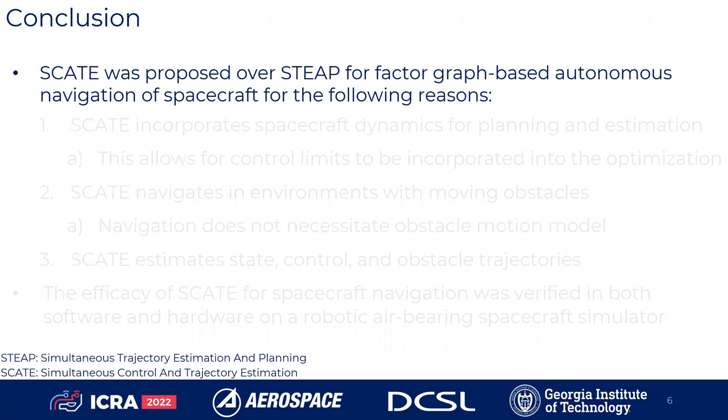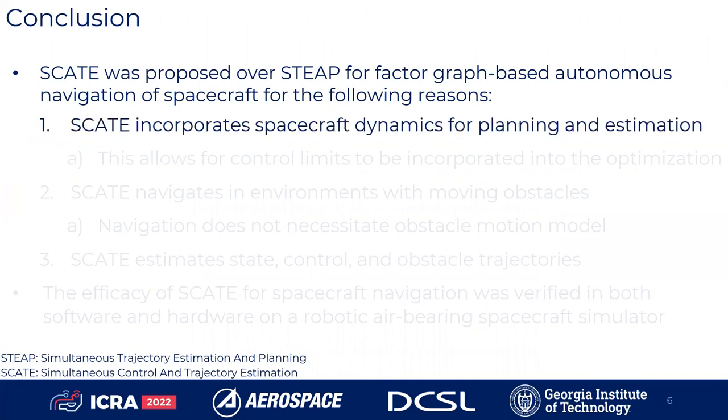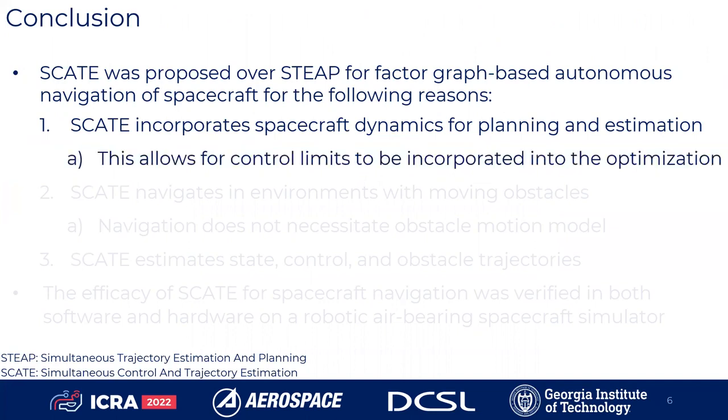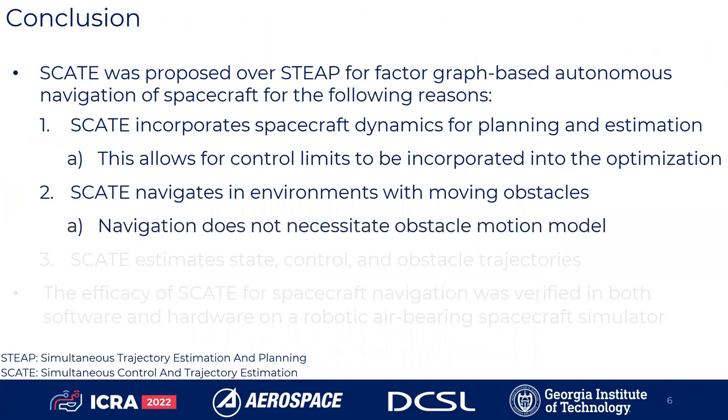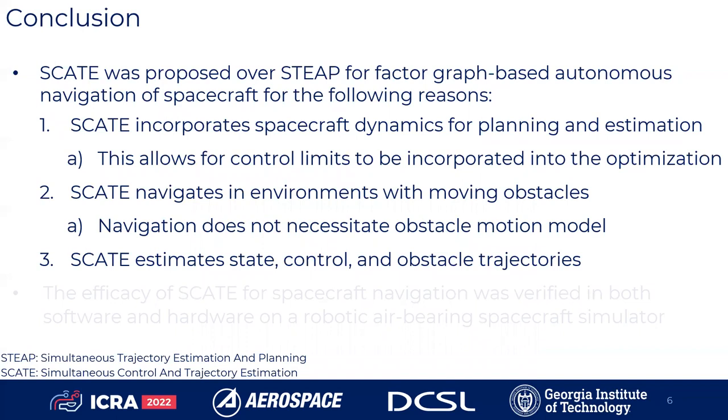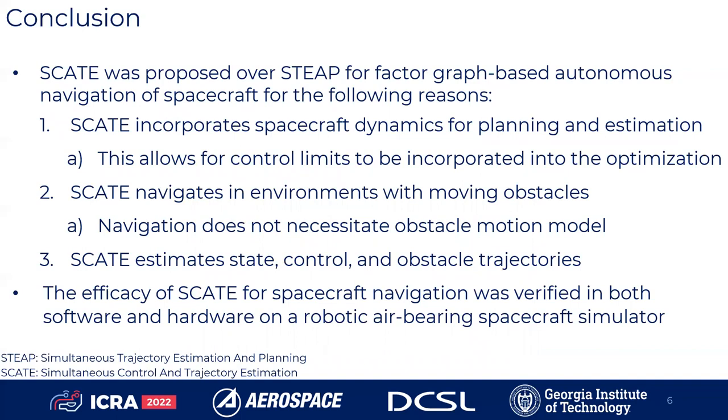In conclusion, SCATE was proposed over STEAP factor graph-based autonomous navigation of spacecraft for the following reasons. It incorporates spacecraft dynamics for planning and estimation, such that control limits can be incorporated into the optimization. It additionally navigates in environments with moving obstacles, and it does not necessitate obstacle motion models to do so. SCATE also estimates the state, control, and obstacle trajectories. The efficacy of this algorithm was verified in both software and hardware on a robotic air-bearing spacecraft simulator.